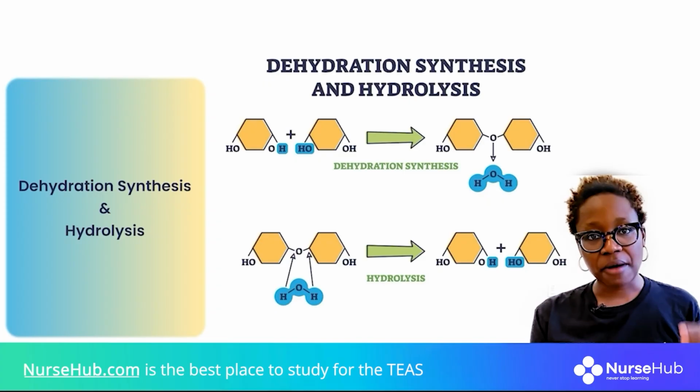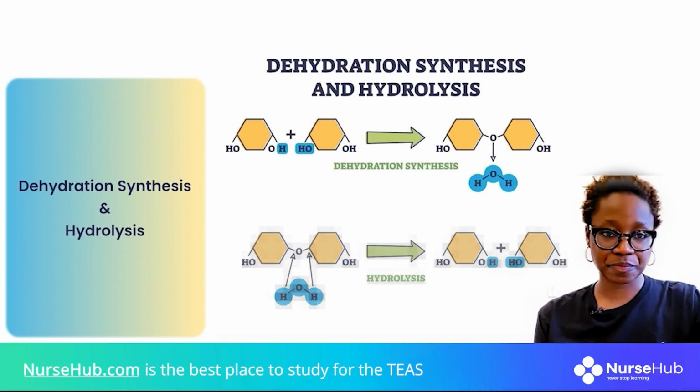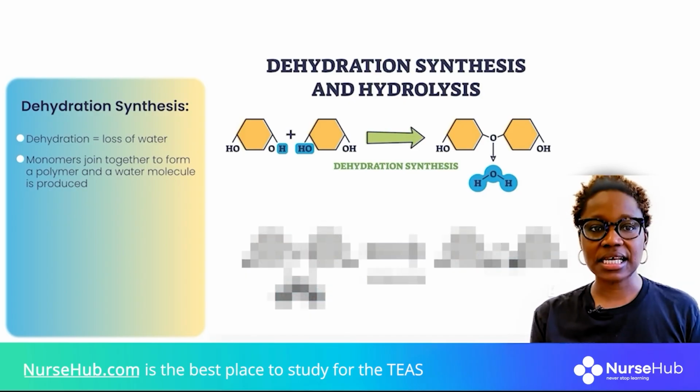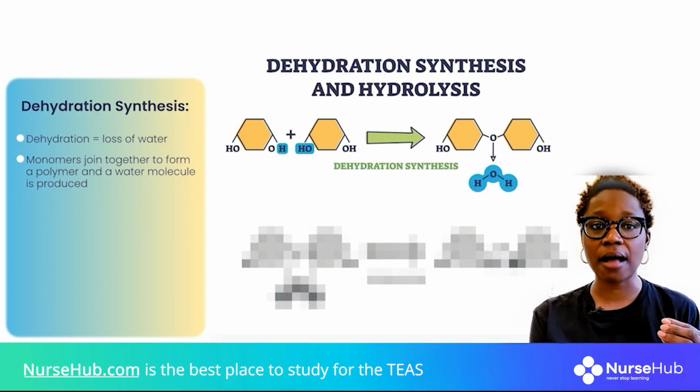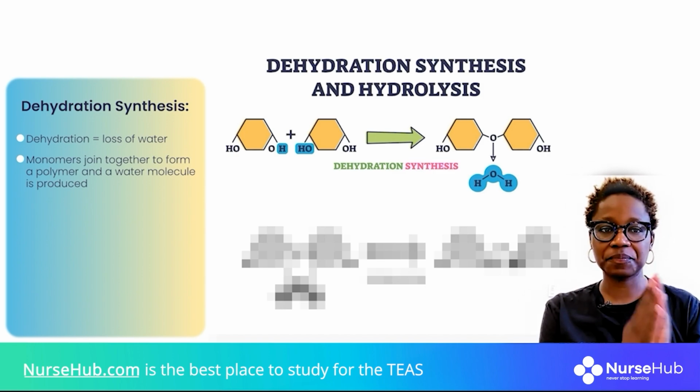There are two key processes involved in the formation and breakdown of polymers. One is dehydration synthesis, and the other is hydrolysis. Let's take each one in turn. Dehydration synthesis is the process by which monomers are joined together to form a polymer. Think of that word synthesis. Synthesis always means coming together.